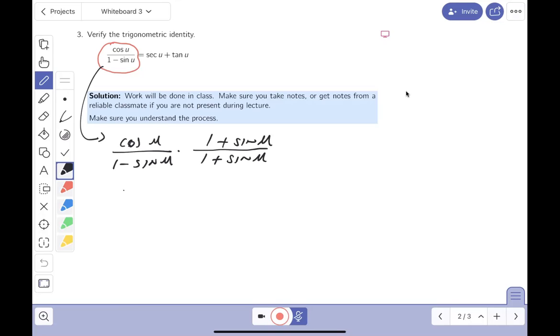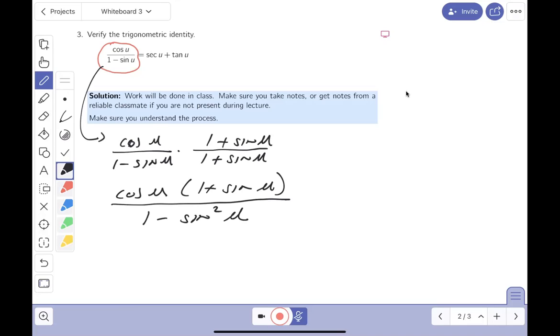You get cosine u, 1 plus sine u on top. No, I didn't multiply that out. On bottom, if you multiply that out, what do you get? 1 minus sine squared u. All right, so I'm going to say that wasn't so bad. It doesn't look good, though. It still doesn't look like that right side. Let's keep going.